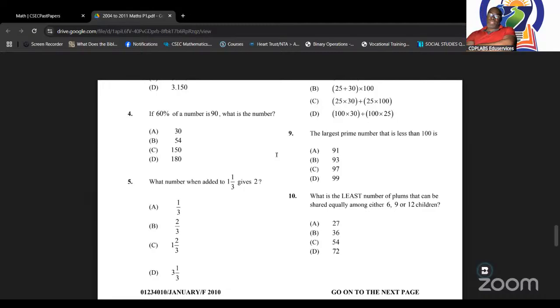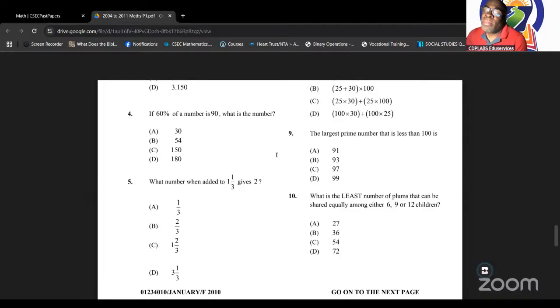So give me 3 words that are used together in mathematics that relate to this question. Three words that are linked to mathematics, that relate to this question. You said, what is the least number of plums that can be shared equally? No. It's lowest common multiple.